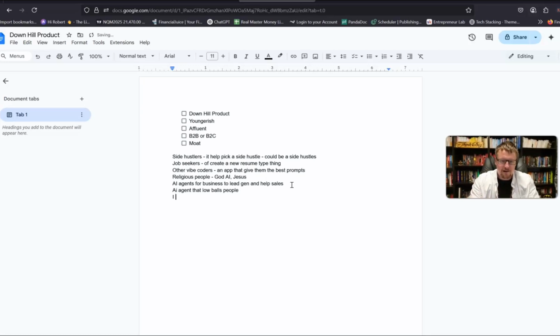I saw an app for traders. Basically, you would take a screenshot of the chart you're looking at and put it into the app, and it would analyze it and tell you what to do. I thought that was kind of cool. They're mildly affluent. Those sub niches are very, very important. What else did I write down?